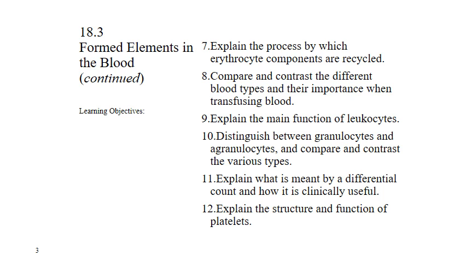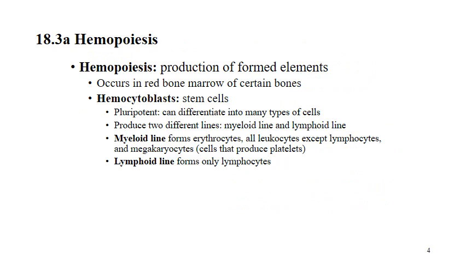Our next set of objectives are to explain the process by which erythrocyte components are recycled in the body, compare and contrast the different blood types and their importance when transfusing blood, explain the main function of leukocytes, distinguish between granulocytes and agranulocytes, and compare and contrast the various types, explain what is meant by a differential count and how it is clinically useful, and explain the structure and function of platelets.